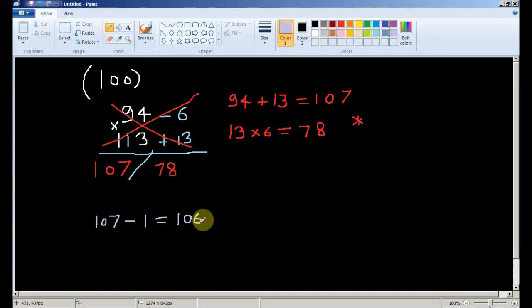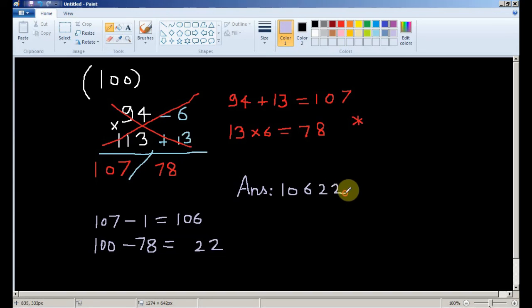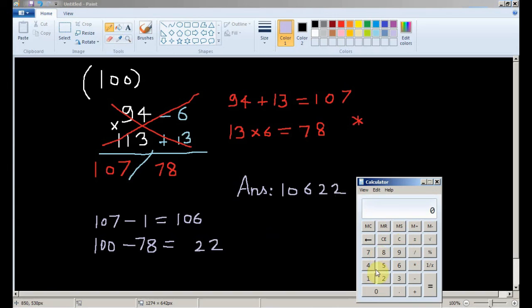So the first number is going to be 106, and the second number I must subtract from the base, which is 100. 100 minus 78: 10 minus 8 is going to give me 2, and then the remaining 9 minus 7 is going to give me 2. So our answer is going to be 10622.